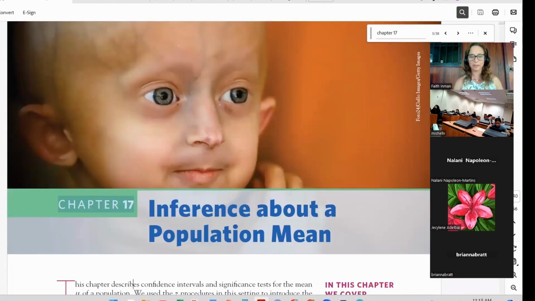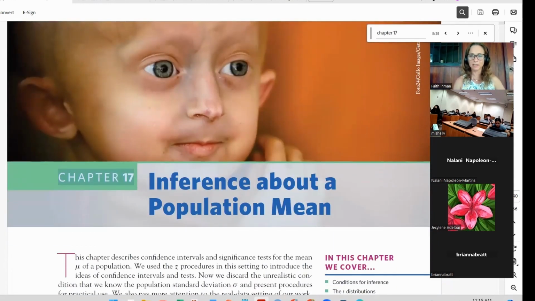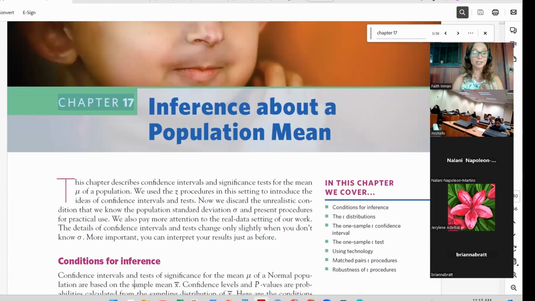Inferences about a population mean. And here's where we talked about t-tests. We covered the conditions for the inference, the t-distribution, the one sample t-confidence interval. We covered all this in the lecture. It's covered again in the textbook with different examples, more information, and this is going to help you understand it better.